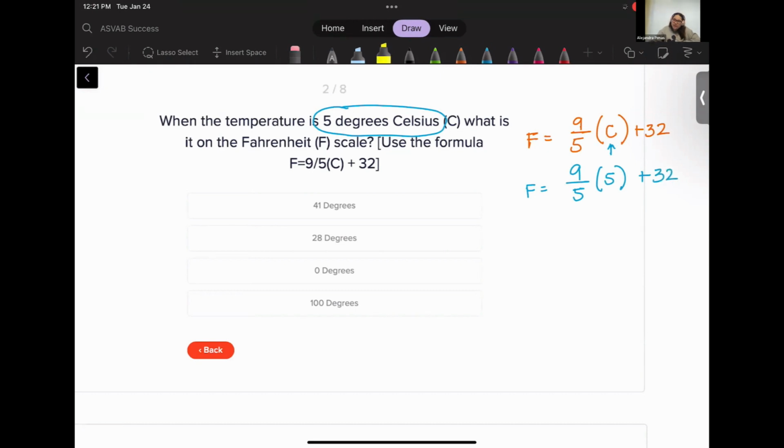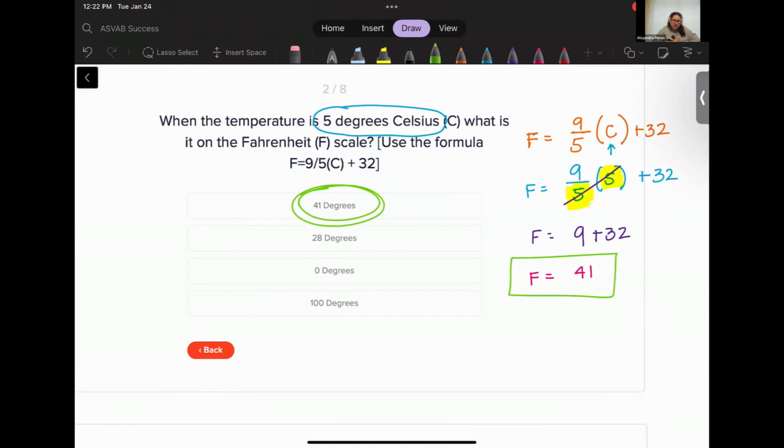Now, what do you see is happening here? You've got a 5 multiplying and you've got a 5 dividing. So what's going to happen there? Yeah, they cancel each other out. Exactly. So what are you left with? You're left with 9 plus 32. So your final answer is that the Fahrenheit is equal to 41. So it is 41 degrees outside if it's 5 degrees Celsius.